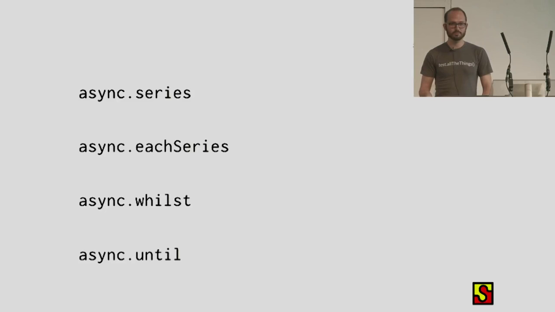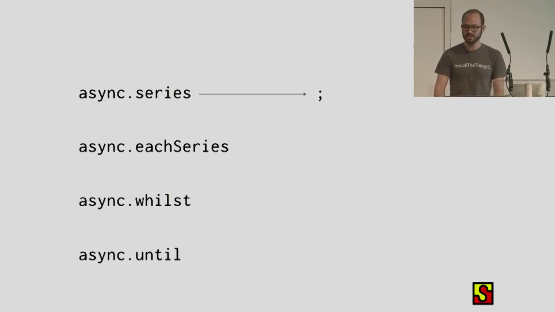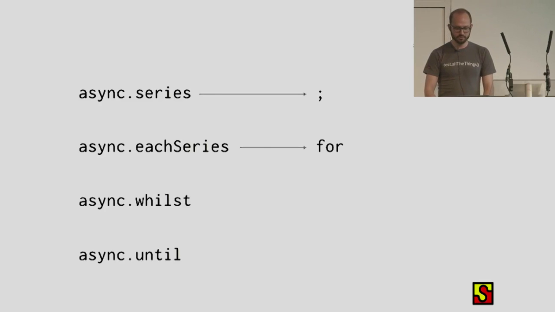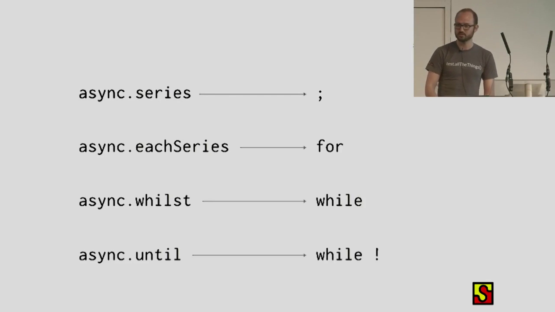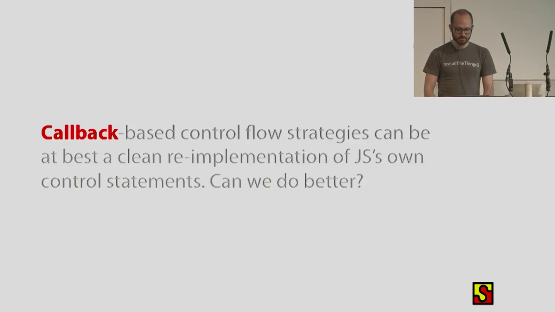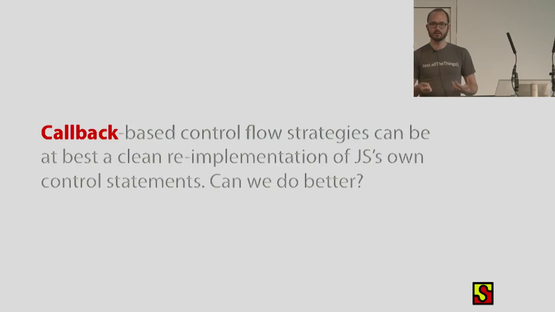But interestingly, they're each basically re-implementations of standard JavaScript statements. So series basically stands for semicolon. In synchronous JavaScript, you just put one statement after the other, and they go in that order. But you have to use series with the async libraries. eachSeries is kind of like a for loop, and whilst is like while, obviously, and until is like while not. So it seems like this is about as good as we can do with callbacks, is creating a really clean new API, which is an abstraction over this asynchronous control flow logic. But can we do better than rebuilding JavaScript control flow statements on top of JavaScript? We already have them in the language, right?